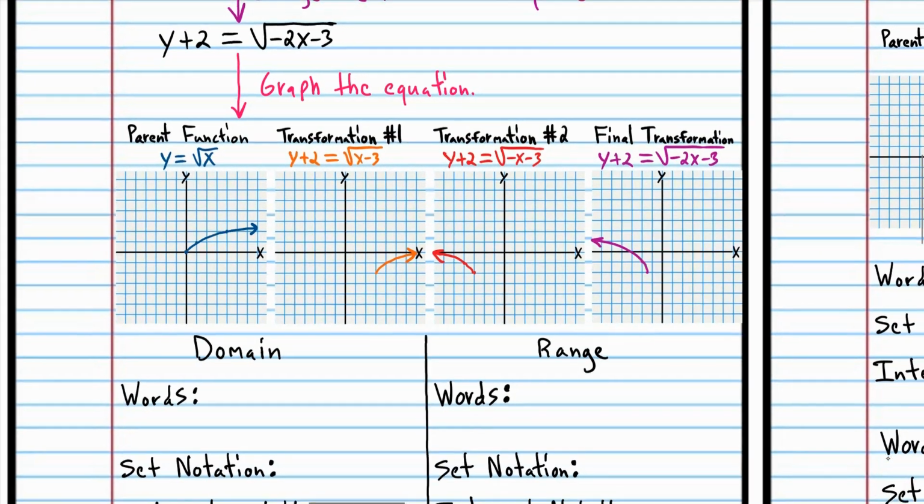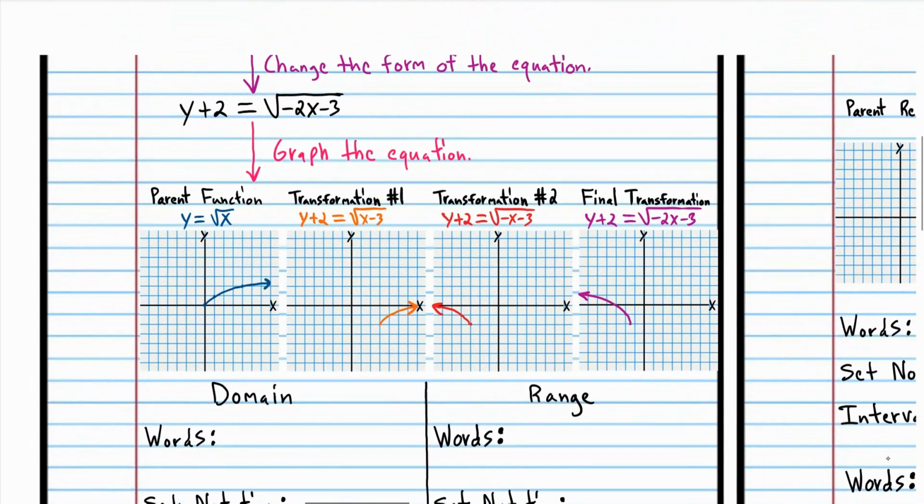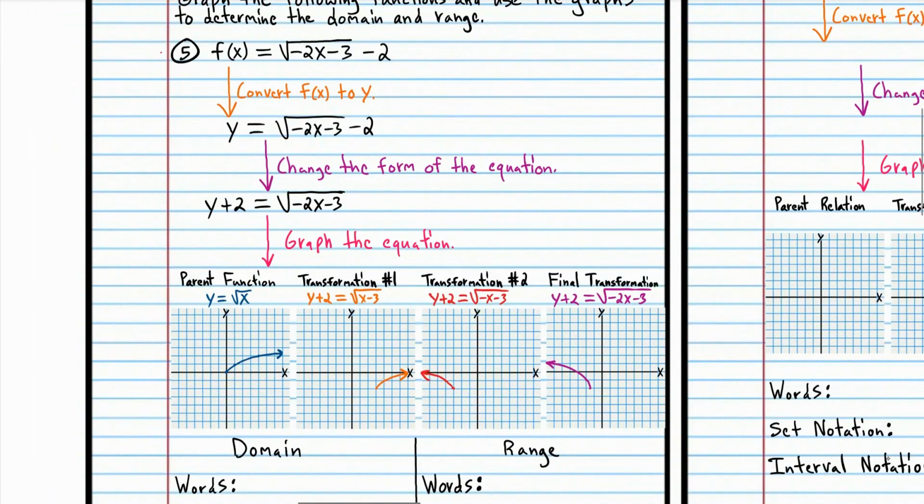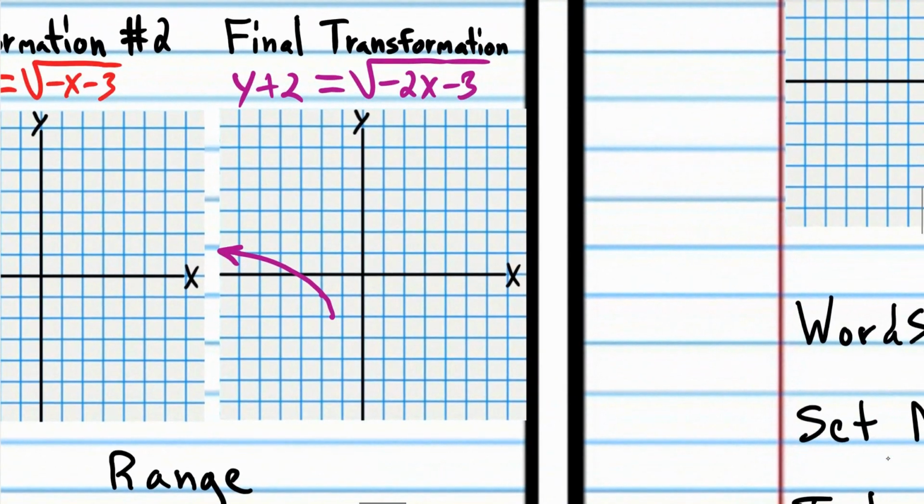So why did we do all that? What was the point of that? We graphed this complicated function up here. This purple graph is the graph of this complicated function. Why did we do that? Well, we did it because we can easily see the range and domain by looking at this graph.